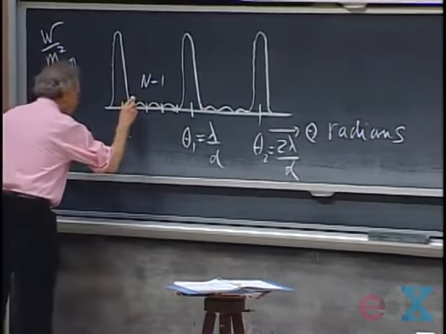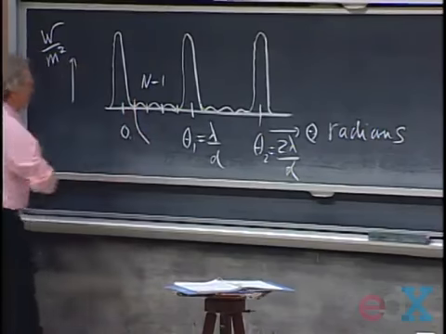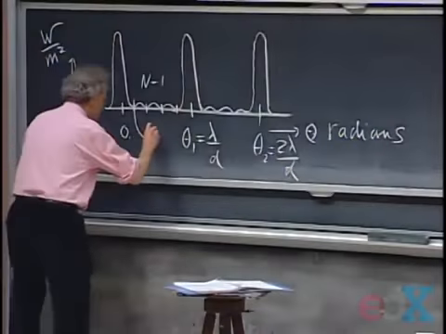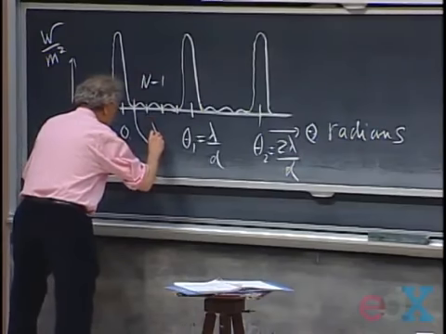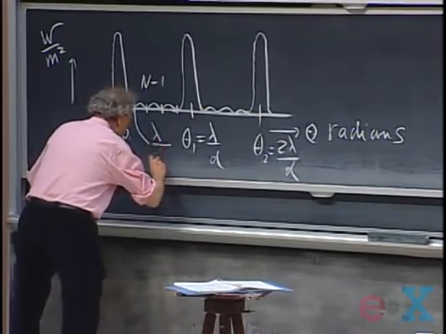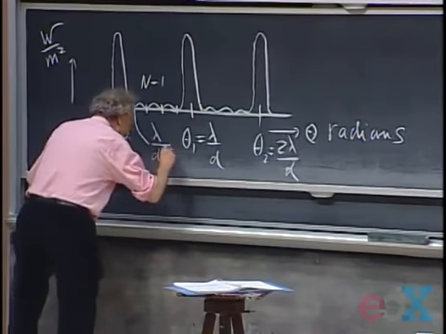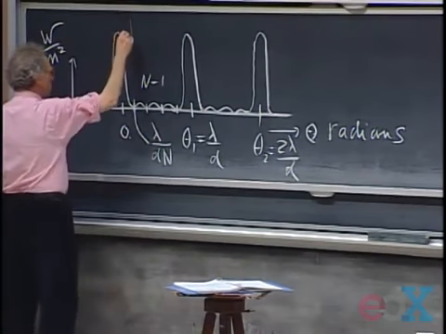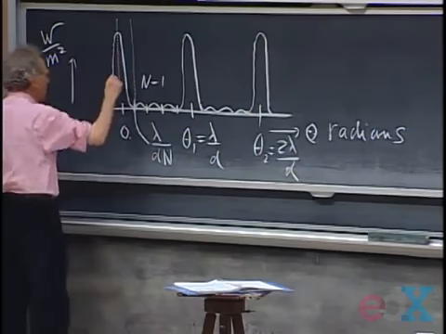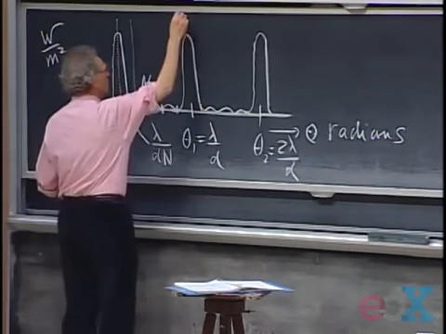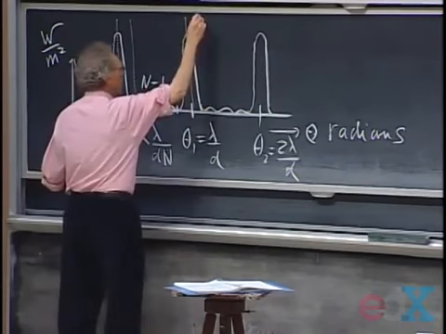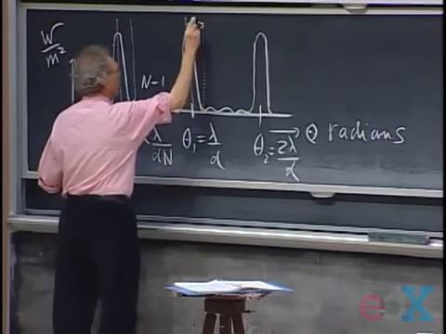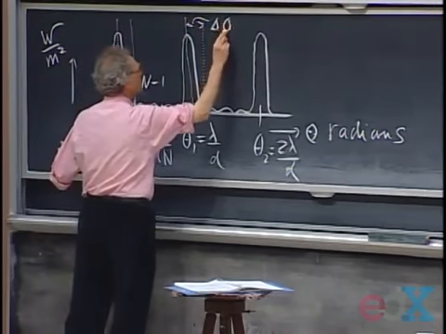Now this point, this first location where we hit the zero, that now is at the position lambda divided by d divided by capital N. And I will call that angle, from this maximum to this zero, I will call that angle for now delta theta.